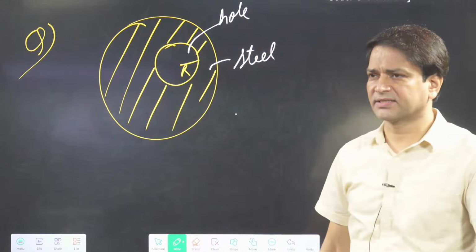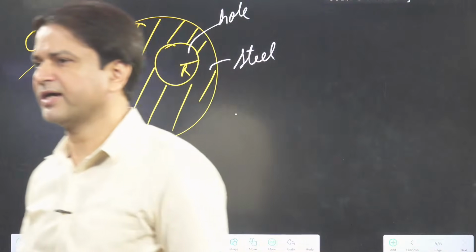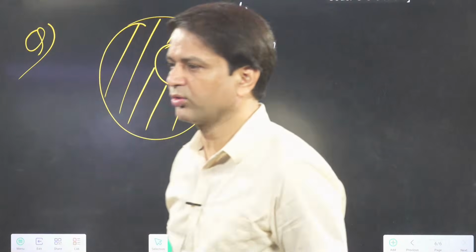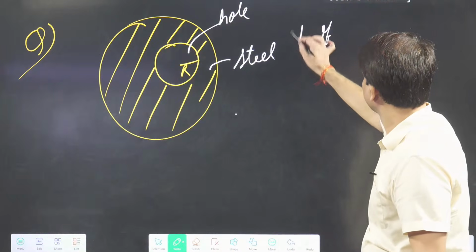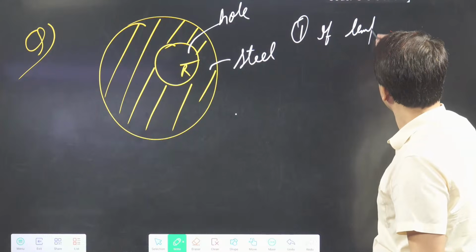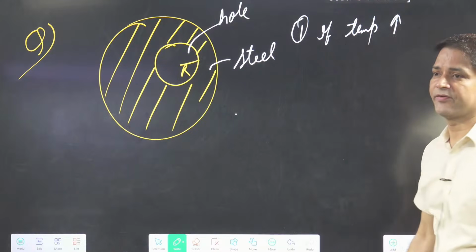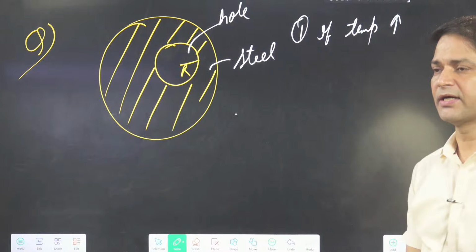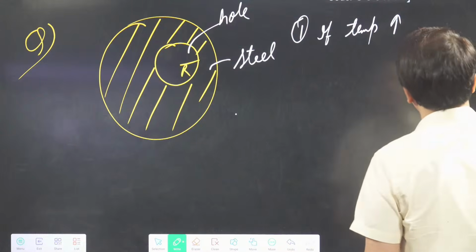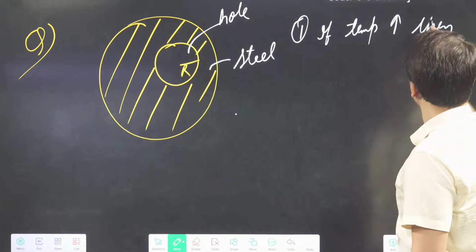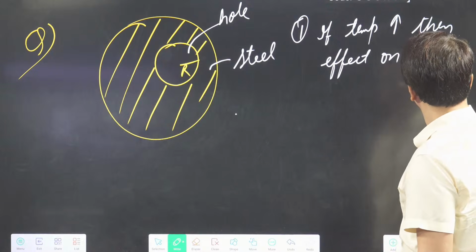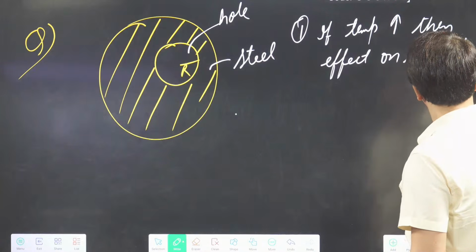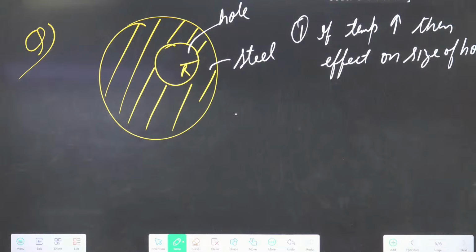Suppose you have one steel disc. In that we have one circular hole of radius r. If the temperature increases, then what is the effect on the size of the hole? Increase, decrease, or remain the same?